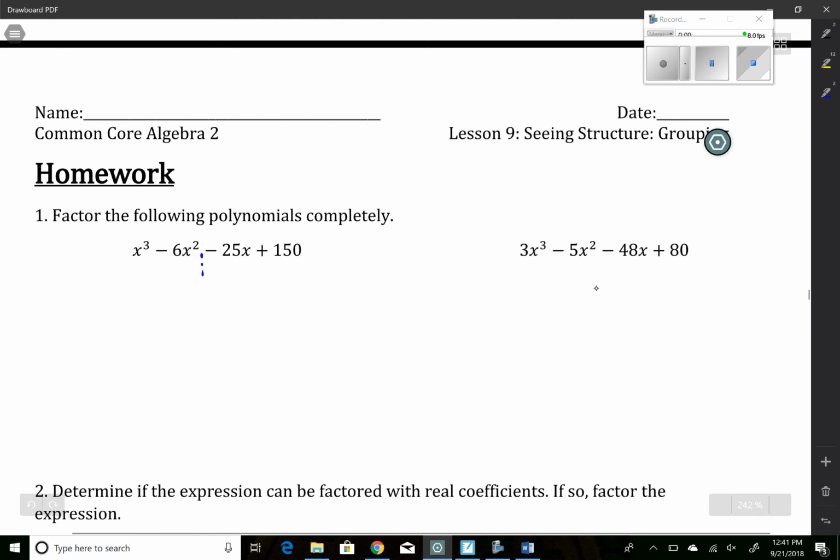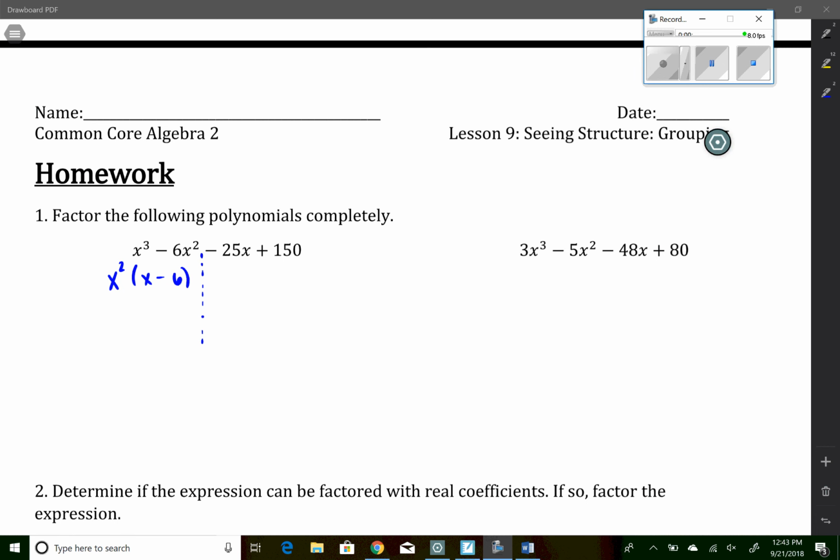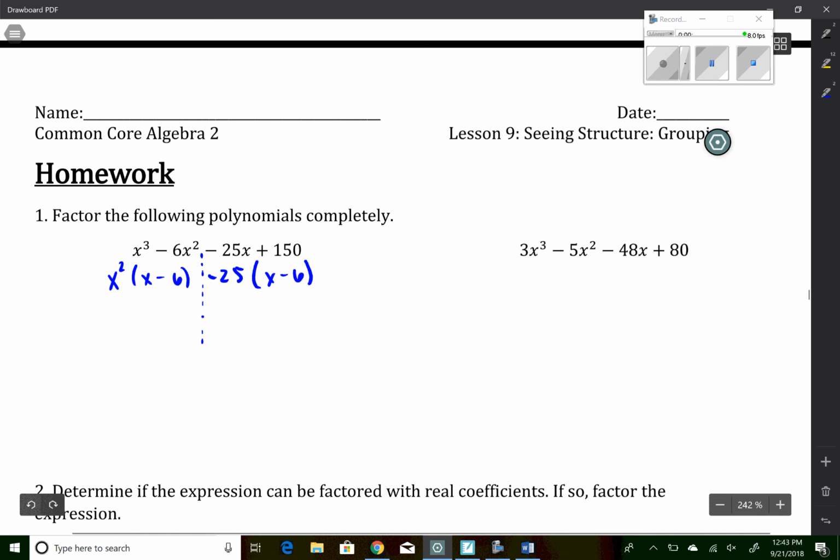So I'm going to start by making my little dotted line down. I'm going to take out x squared, leaving me with x minus 6. For the next two terms, I have a common factor of 25. Notice the signs are opposite. One's positive, one's negative. For the other side, I see that the GCF is 25 here, and I'm going to take negative 25 out. This way I get x minus 6, so they match. Remember, we want these two terms to match. Since they match, my two factors are x minus 6 and x squared minus 25.